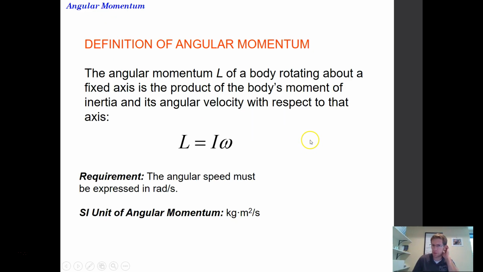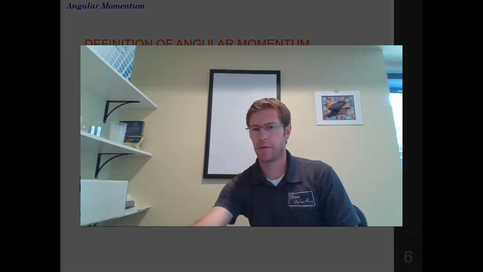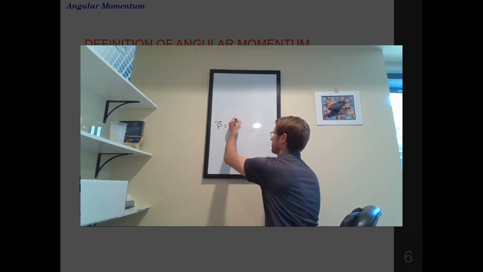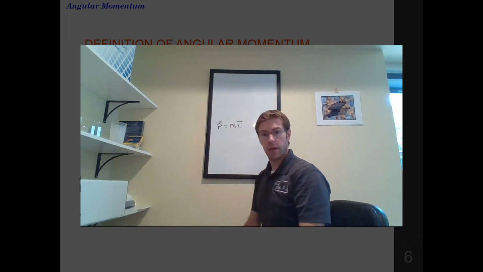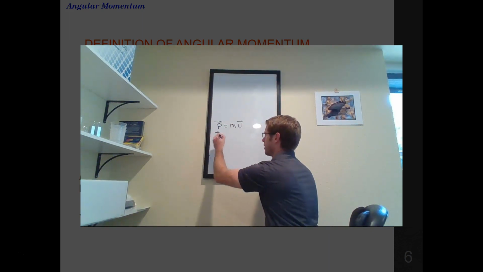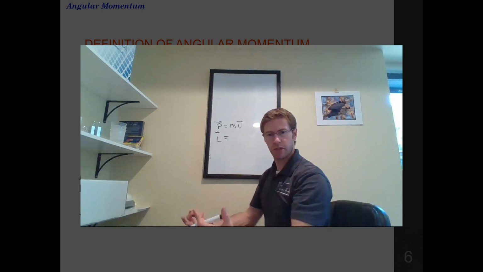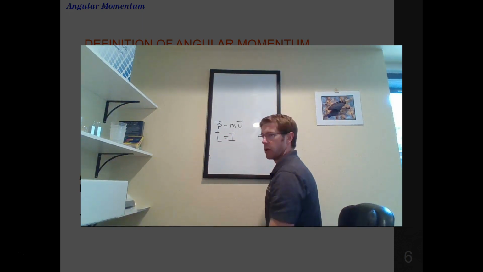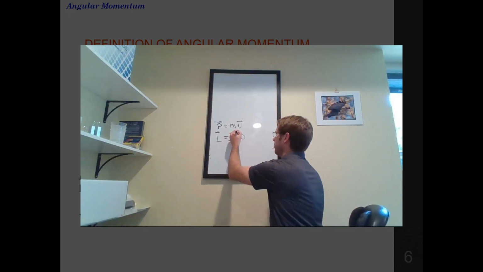All right, so the next thing I want to define for you all is angular momentum. If you remember, we already learned about linear momentum. Linear momentum, if we don't recall, I'll put it up here on the board. Linear momentum is equal to mass times velocity. And now you're going to see angular momentum. We're going to use the letter L to represent angular momentum, which is equal to the rotational version of mass, rotational inertia I, multiplied by angular velocity omega.